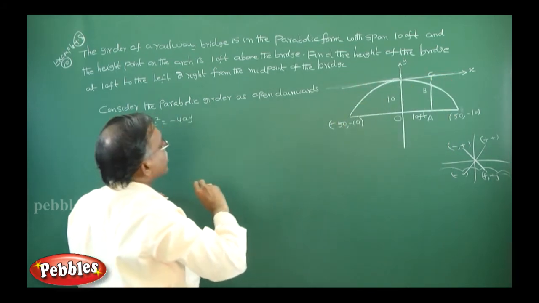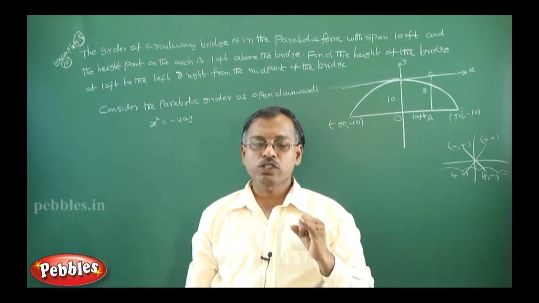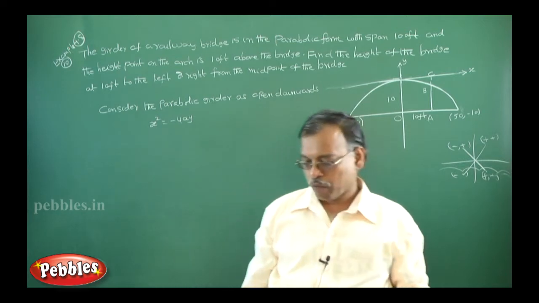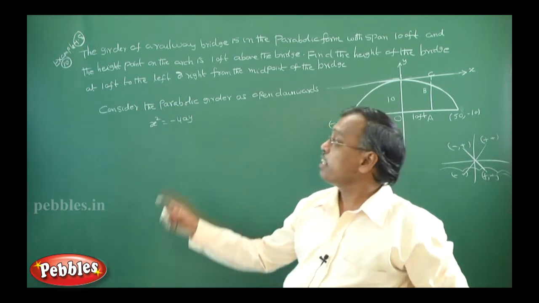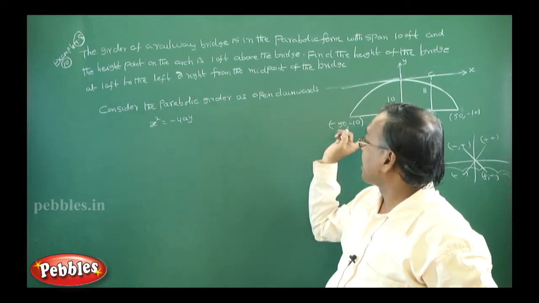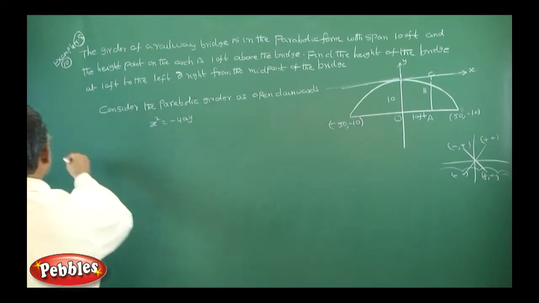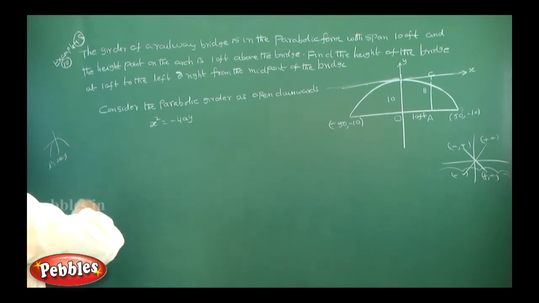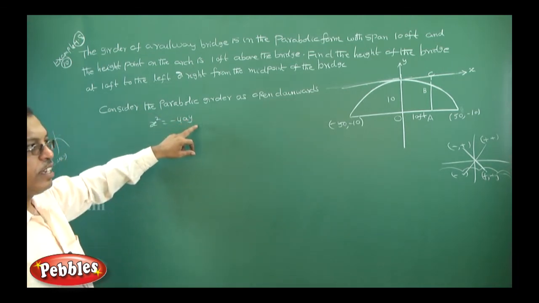So in these kinds of problems there are 3 things you should remember. First, you should select the type. Type means what? I told there are 4 kinds of types: open rightwards, open leftwards, open upwards, open downwards. But here we are considering the parabolic girder as open downwards. So downwards means it should come in this shape. So what is the formula? x square is equal to minus 4ay. Last class I told you this is a standard form of the parabola. So that one you have to consider.